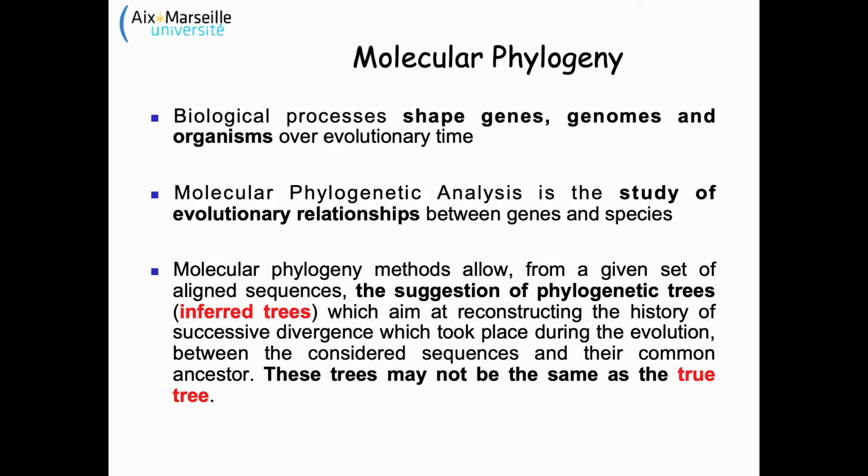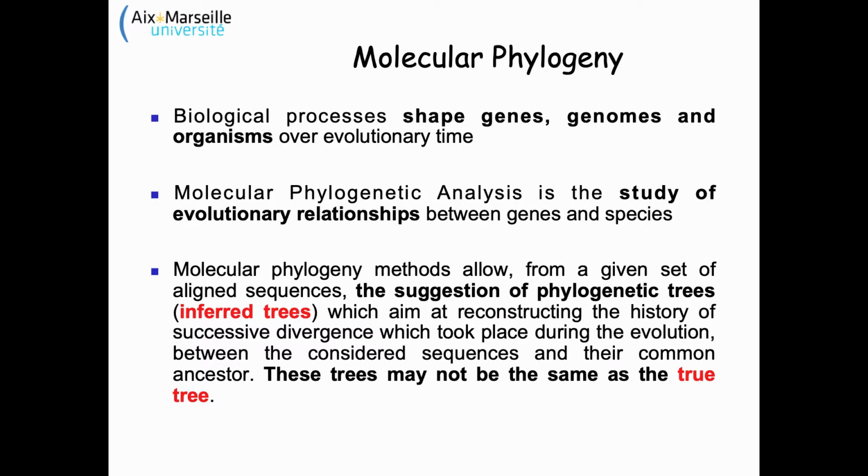It can give you some explanation about why this kind of organism lives in this kind of environment or not, why this kind of organism is able to be a pathogen and so on, and in which kind of environment they belong. And if you know where you come from, you can also maybe predict what you will become in the future. That is the reason why molecular phylogenetics is important: to study evolutionary relationships between genes and species.